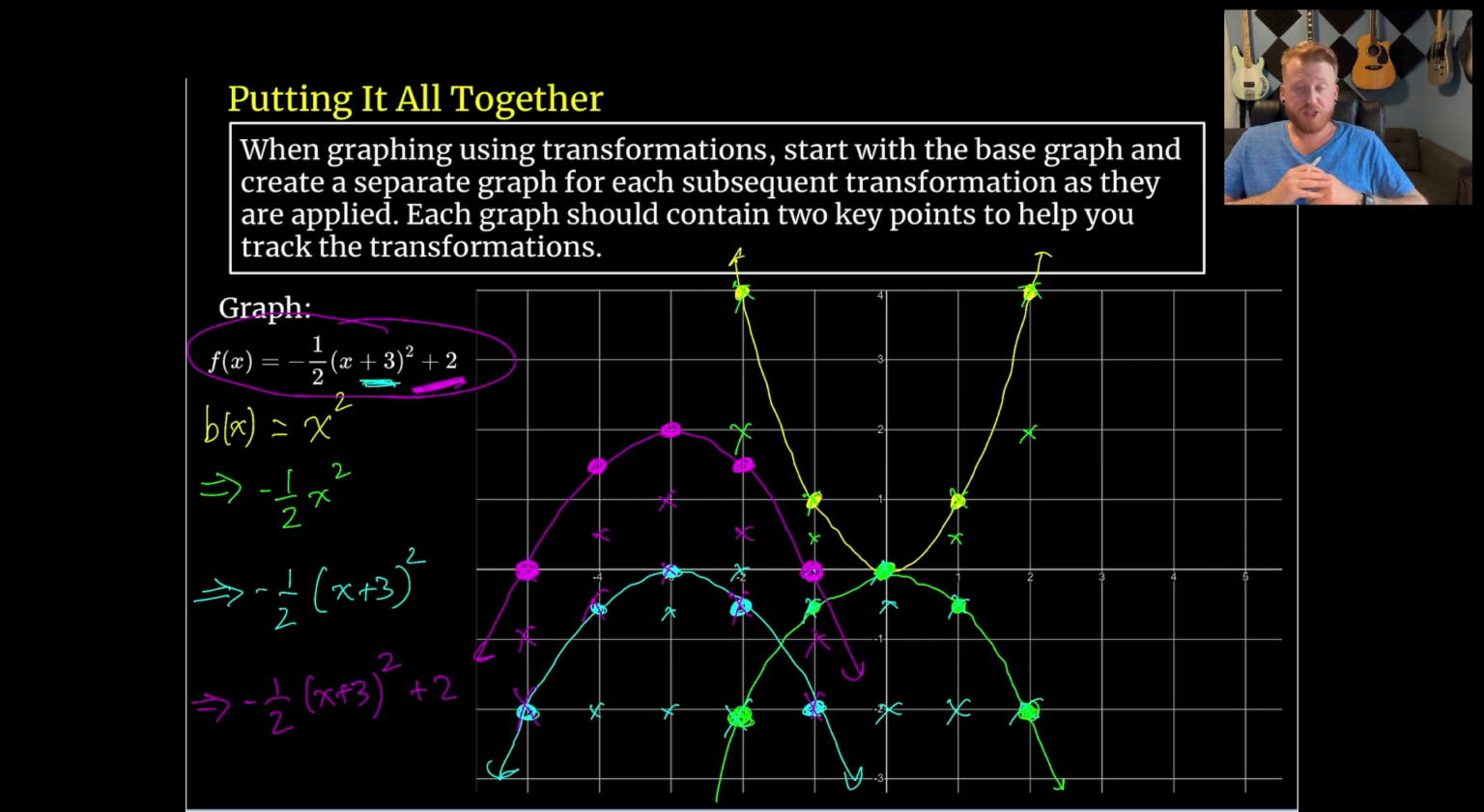We kind of did the reflection and the vertical compression at the same time. And then we did the horizontal shift and the vertical shift. And sometimes doing that horizontal shift and the vertical shift at the same time can also be not too bad. But here I just split it up so that we could get a little bit more practice there.